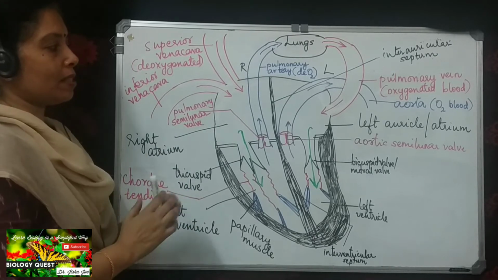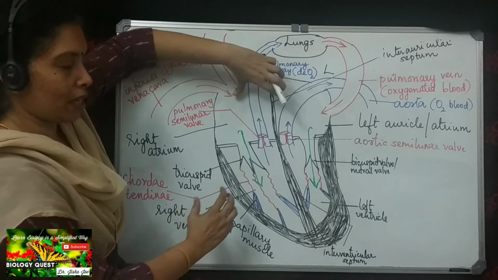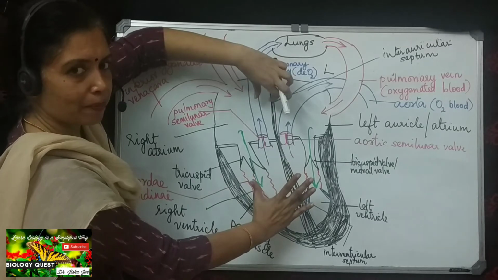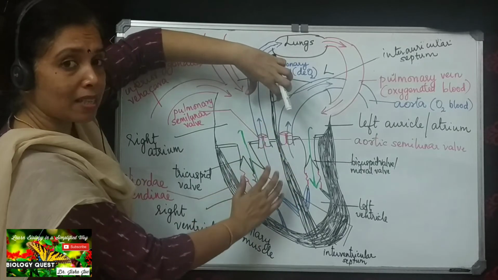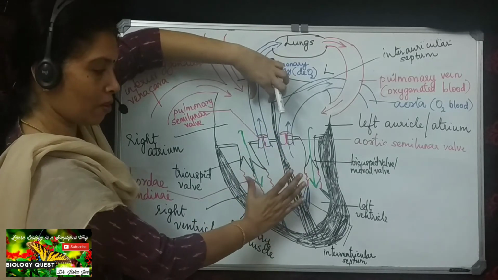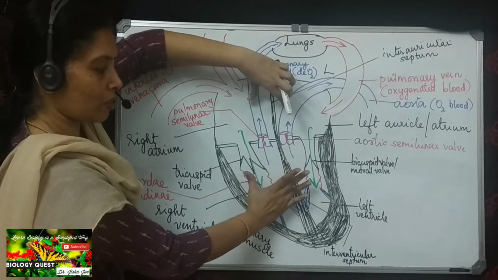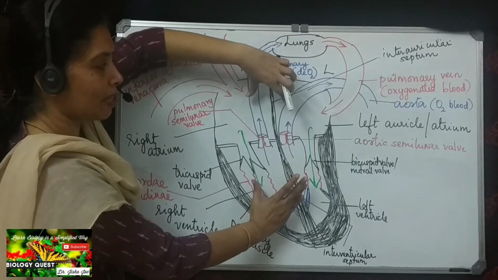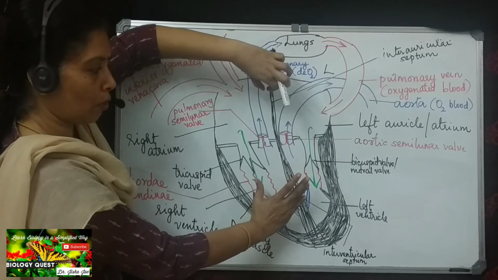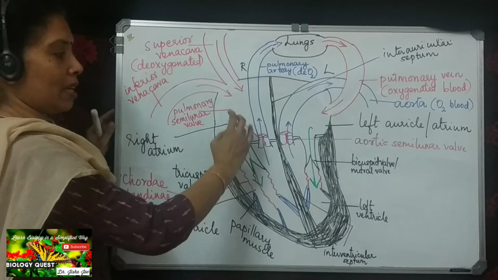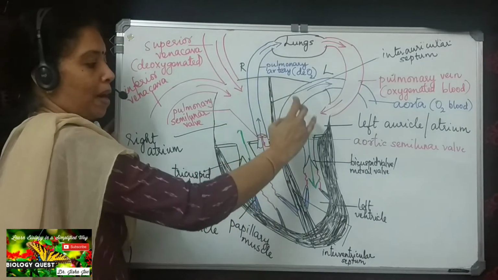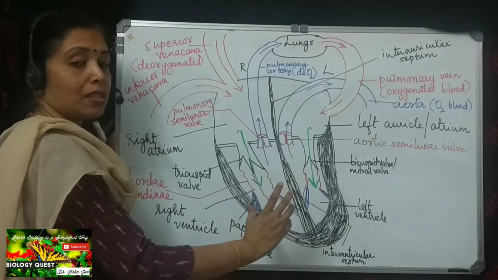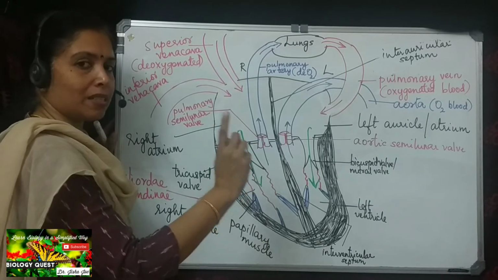Okay, now the first step is the contraction of the auricle. As the auricles contract, what happens? The ventricles relax. The process is taking place simultaneously. As a result, due to the contraction of the auricles, the blood from the auricles passes through the cuspid valves into the dilated, or expanded, ventricles. So that is the first step.